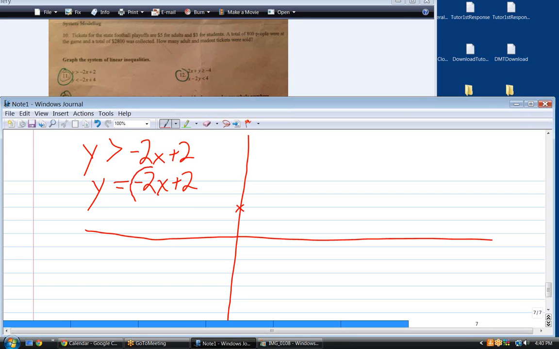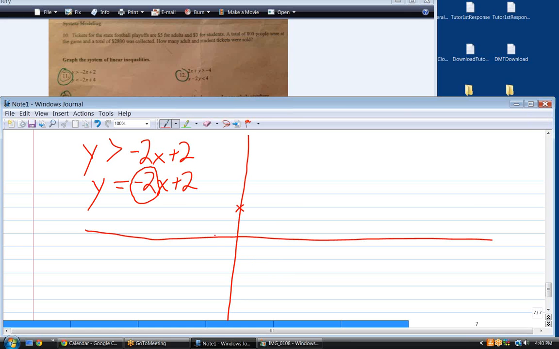Slope. What is the slope of this thing? Negative 2. Okay, how do I graph negative 2? Do I go up 2? Do I go up 1 and over 2? Do I go down? What do I do? You go down 2. And right or left after that? Could it be either one? Or do you have to go? No.